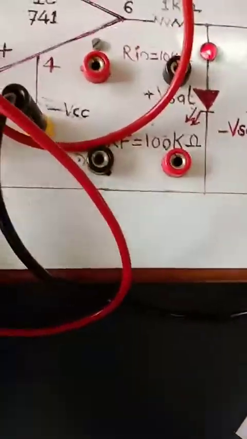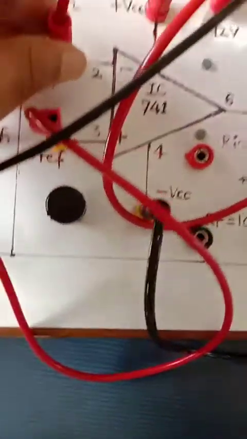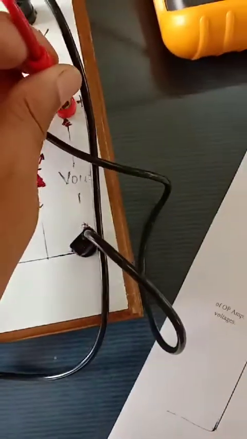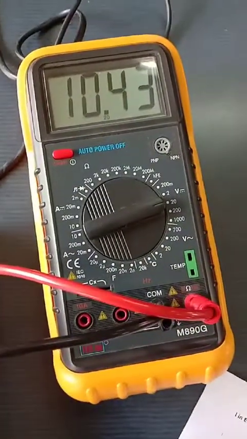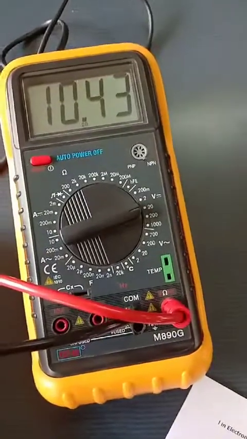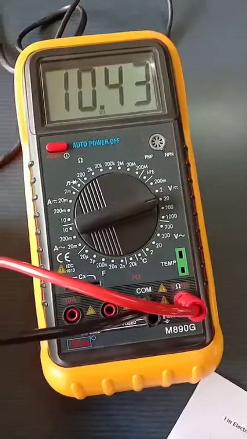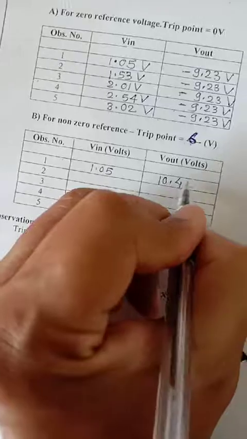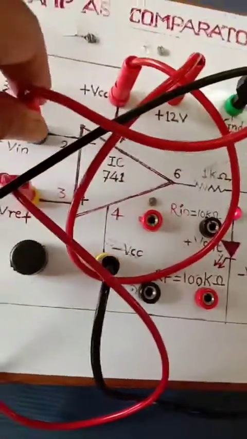So see here, now I am connecting the positive wire of the multimeter to the output, and we get plus 10.43. That is the positively saturated output voltage, 10.43. Okay, now again disconnect this wire and connect it to the input terminal.